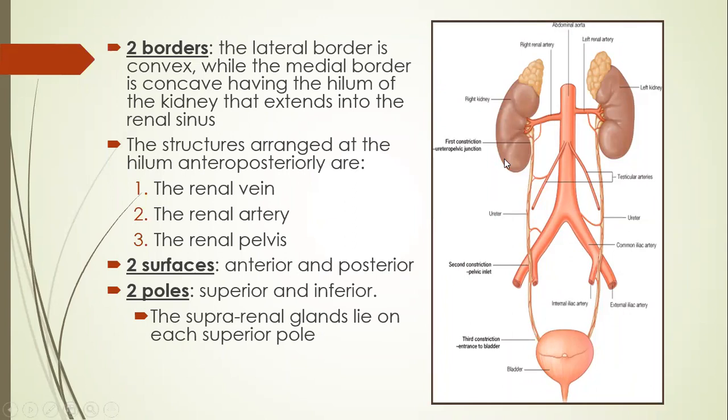Okay, and it has two poles. So the upper pole or the superior pole, where we can see the suprarenal gland. It is called the superior pole or the upper pole. Then we have the inferior pole or the lower pole. So it has two borders, two surfaces, and two poles. The suprarenal gland, as I said, lies on the superior pole, as you can see on both the sides of the kidney. It is occupied by the suprarenal gland.